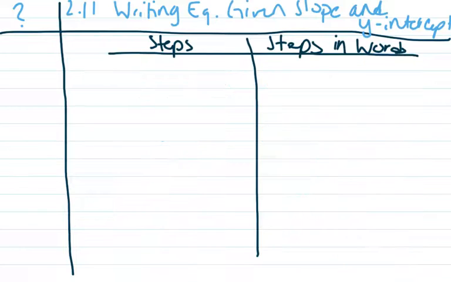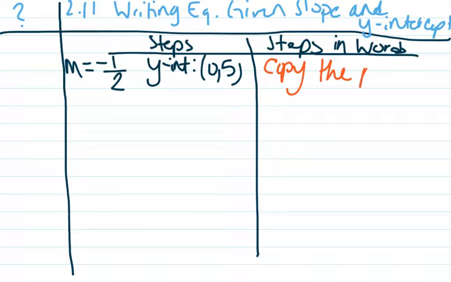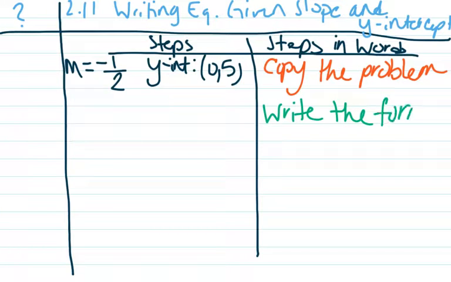So let's try another one. So if we have m equals -1/2 and y-intercept is (0, 5). First thing we're going to do is copy the problem. Then we're going to write the form. So y equals mx plus b.